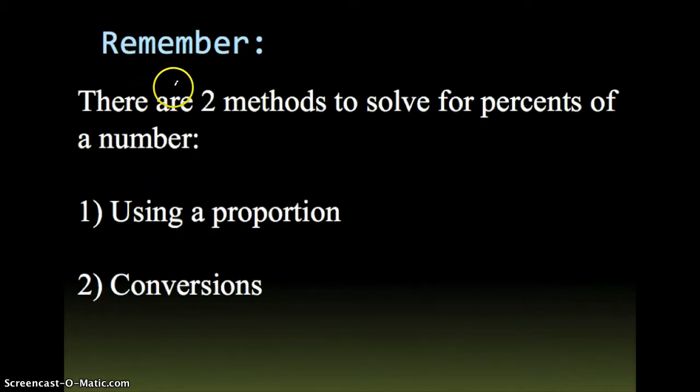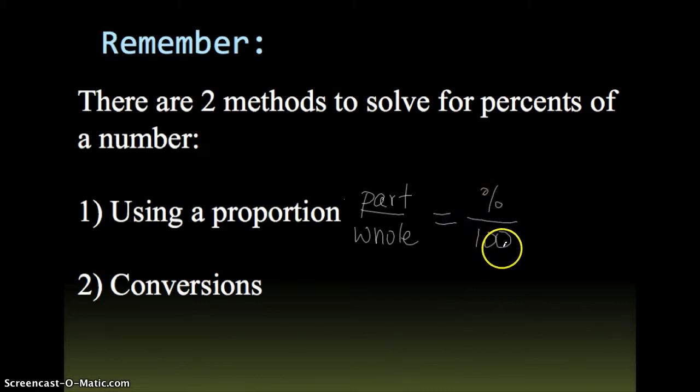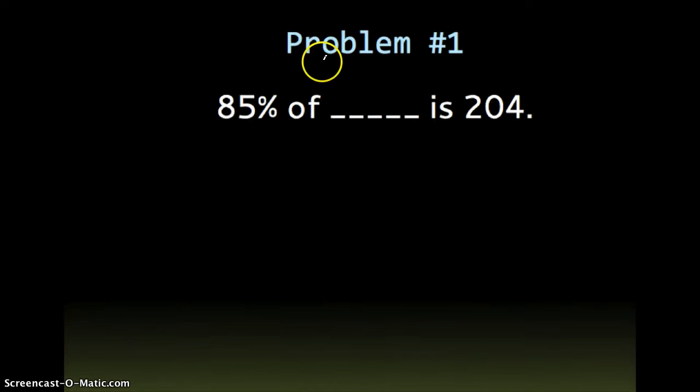Remember, there are two methods to solve for percents of a number. You can use a proportion, which remember, you need to create a fraction, which is a part over a whole, is equal to the percent over 100, because percent means out of 100. The other way to do it is by doing a conversion. So here's the first problem. Let's try it together. Please make sure you write this down.